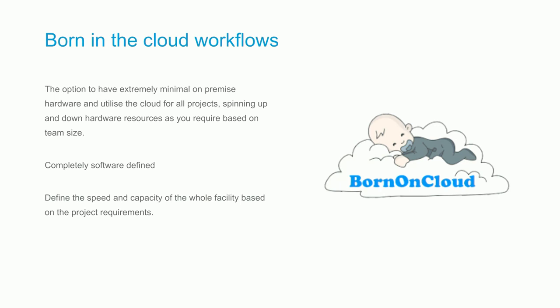Okay, so the other thing is that you can define the speed and the capacity of what you need for the job at hand. So if you're only building a small hen house, then you don't need a machine with 64 gigs of RAM, Revit, and everything else. So you can spin up the resources that you require. So you can actually get something that does exactly what you need.